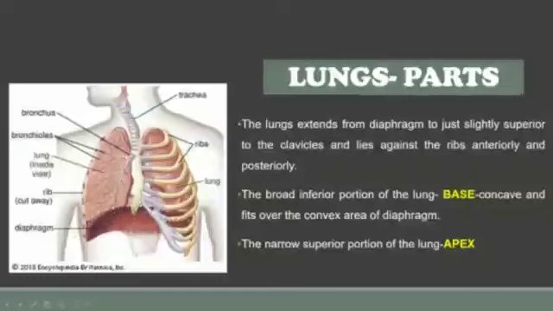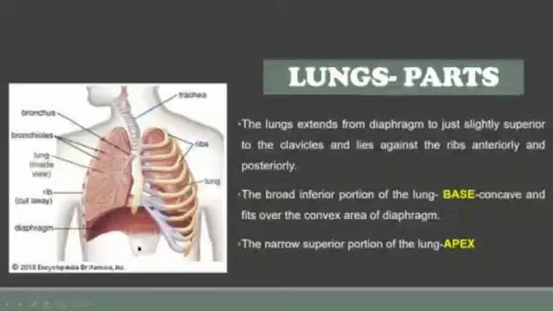So the lungs extend from the diaphragm to slightly superior to the clavicle. As you know, this is the clavicle, or the first rib. When you try to touch your clavicle, your lungs are just above your clavicle.